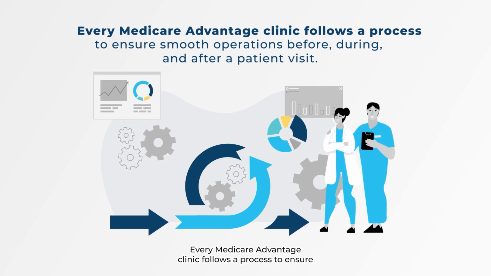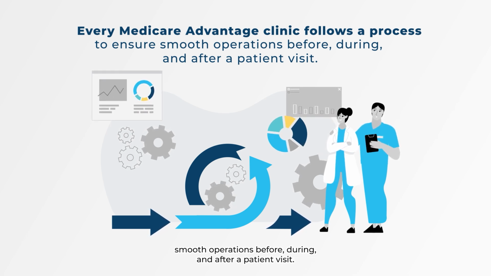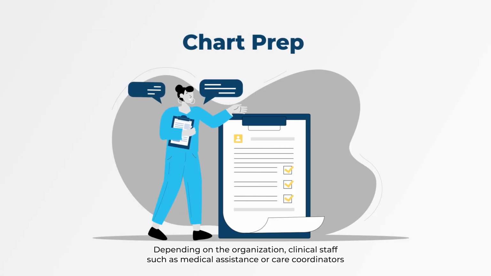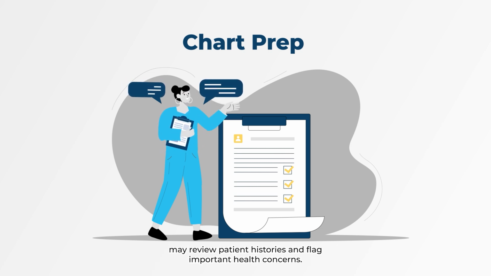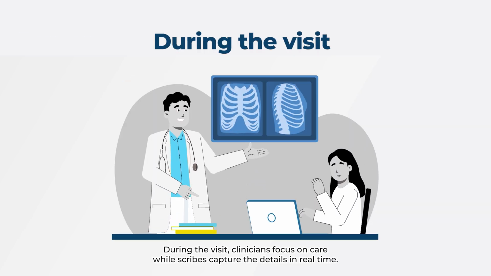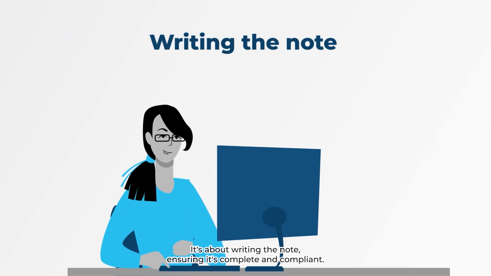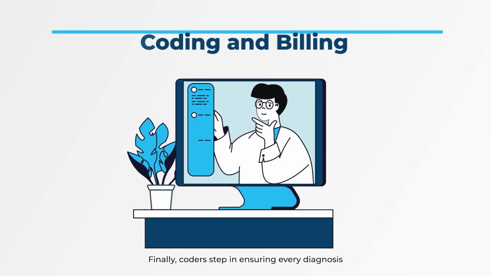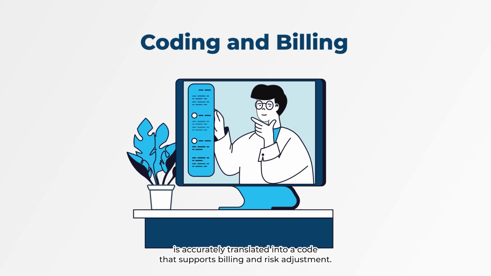Every Medicare Advantage clinic follows a process to ensure smooth operations before, during, and after a patient visit. Here's how it all comes together. Chart prep begins before the patient is even seen. Depending on the organization, clinical staff such as medical assistants or care coordinators may review patient histories and flag important health concerns. During the visit, clinicians focus on care while scribes capture the details in real time. Afterward, it's about writing the note, ensuring it's complete and compliant. Finally, coders step in, ensuring every diagnosis is accurately translated into a code that supports billing and risk adjustment.